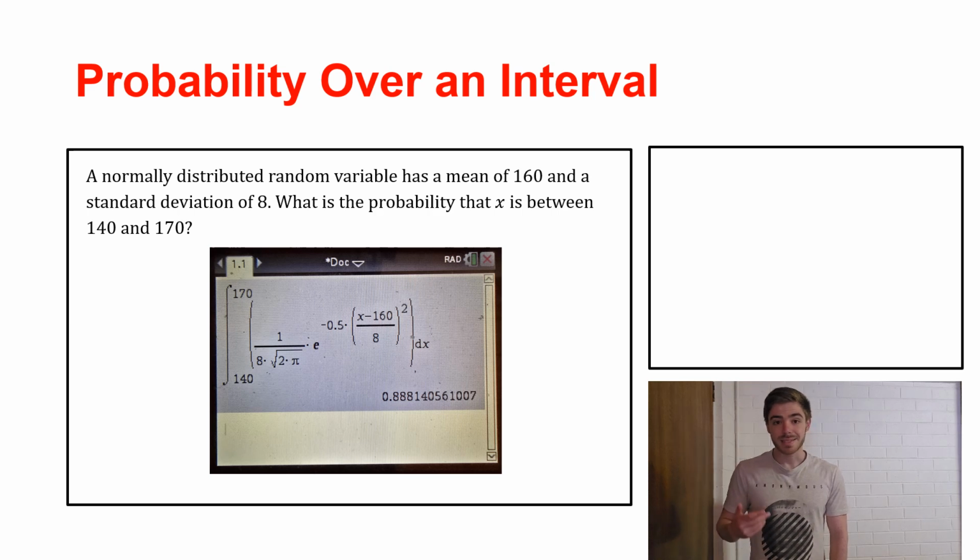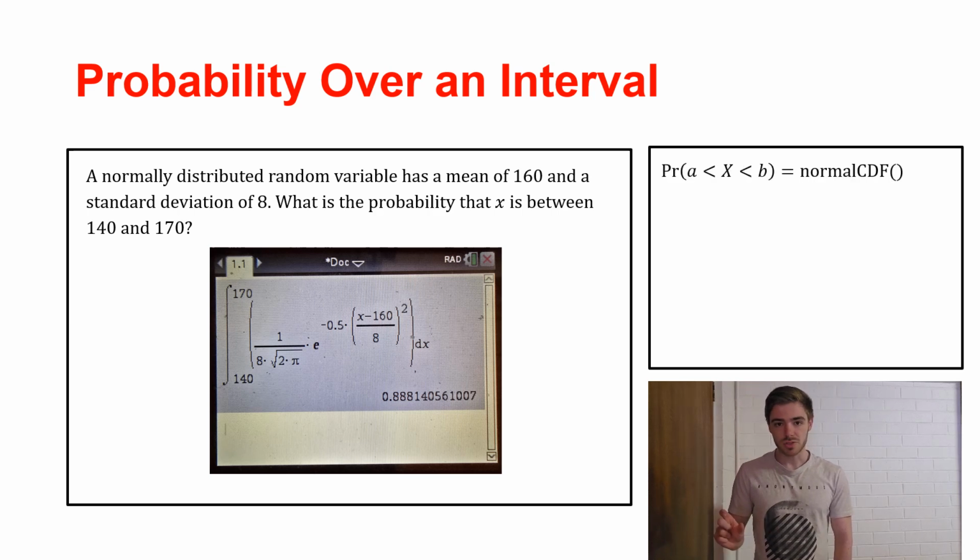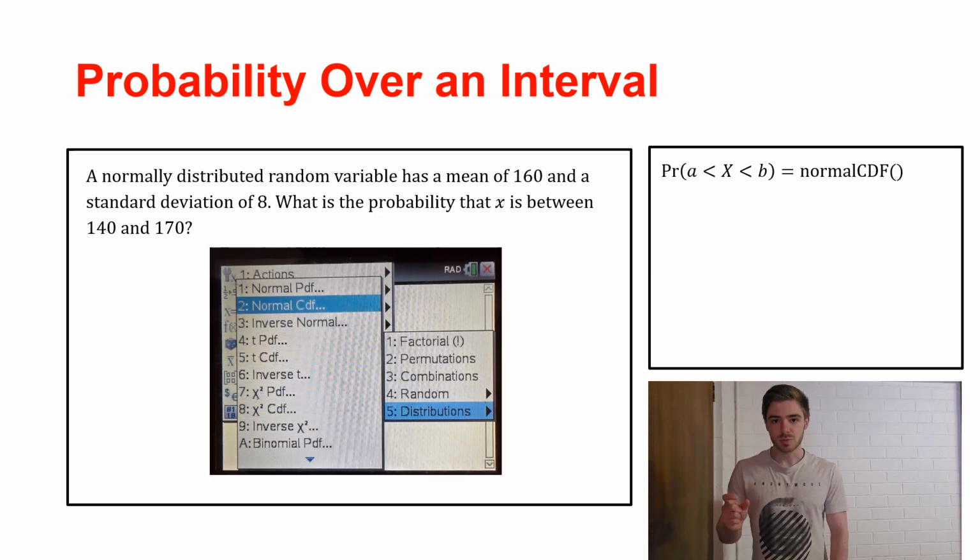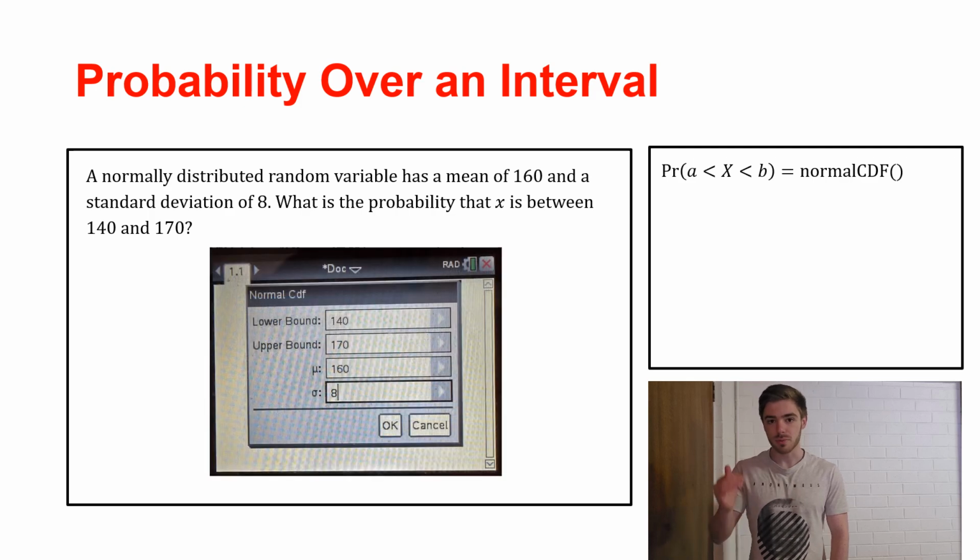The CAS actually has inbuilt functions for these normal distribution questions. The TI Nspire has normCDF, which you can find under probability, distributions, normal CDF. All you're going to do is plug in your upper and lower bound, the mean, and the standard deviation.